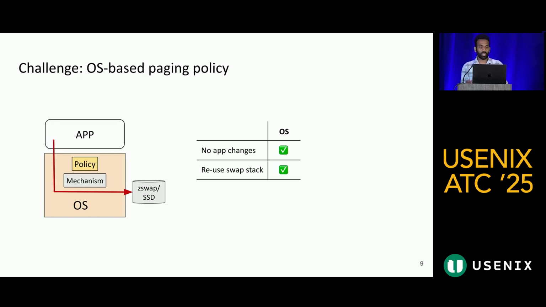So given that, we want to be able to change the policy and experiment with different policies. But the challenge is that current deployments are OS paging based, and while that is good for a number of reasons, right? You get transparency for the applications, and you get to reuse these swapping mechanisms that are designed to support a variety of backends and well integrated with mechanisms like cgroups, et cetera. But that does mean that your policy code is limited to the OS.